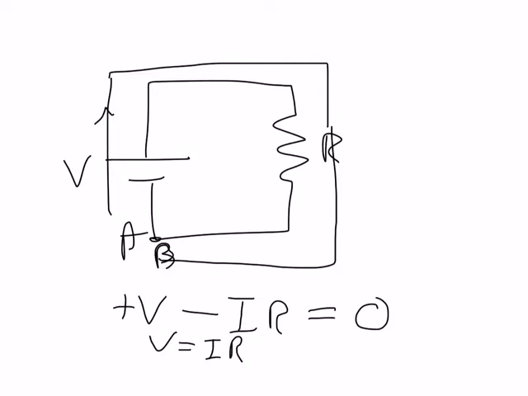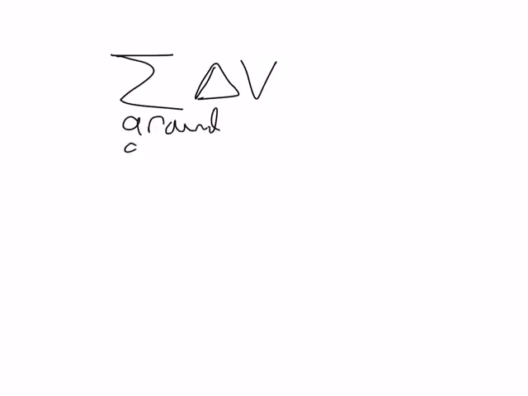Okay. We can make this more complicated, though. We are going to make it more complicated. A more general way of writing this, by the way, is the sum of all the changes in voltage around a loop is equal to zero.